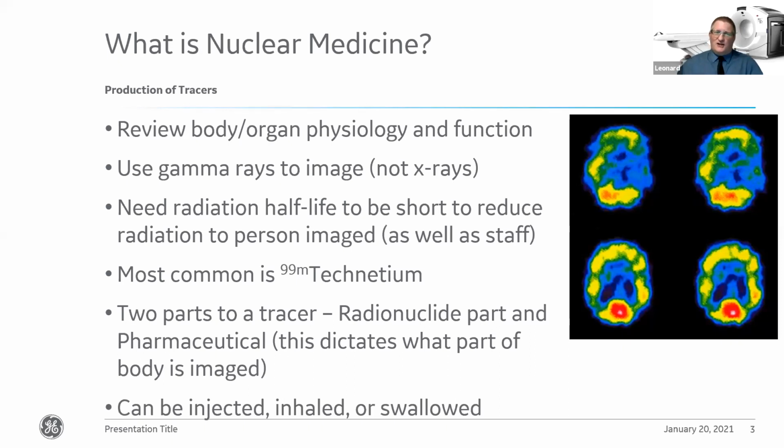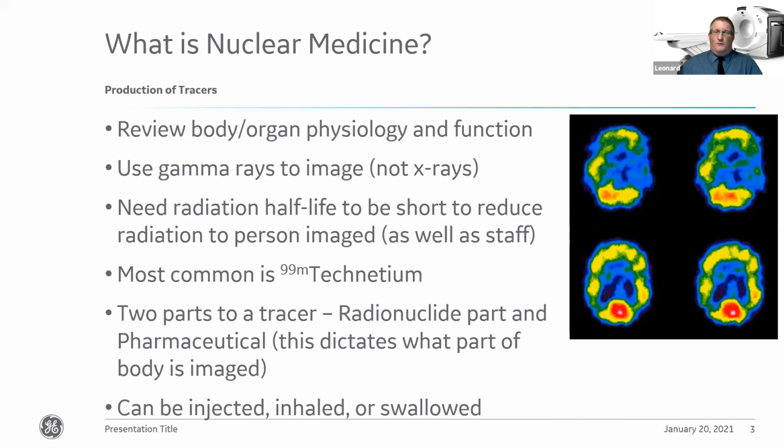The most common radionuclide that we use, which is a radioactive component, is technetium. Okay, so I'll go through very shortly on the next slide just to show you where the technetium comes from. And this is a metastable compound. And that means when it's decaying away, it has a very short half-life, so we're not causing further radiation to the patient after we've finished the examination.